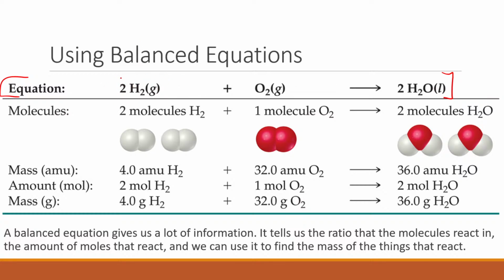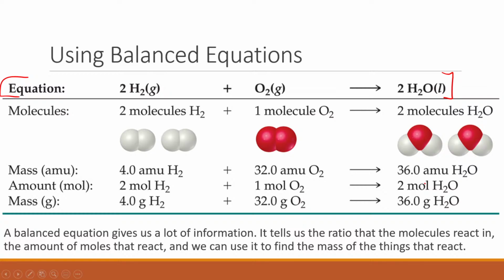Seeing 2H2, O2, and 2H2O, we can look at those and conflate them to molecules, right? Say that that's 2 molecules of H2, 1 molecule of O2, 2 molecules of water. Or we can talk about them in terms of moles. 2 moles of H2, 1 mole of O2 makes 2 moles of water.